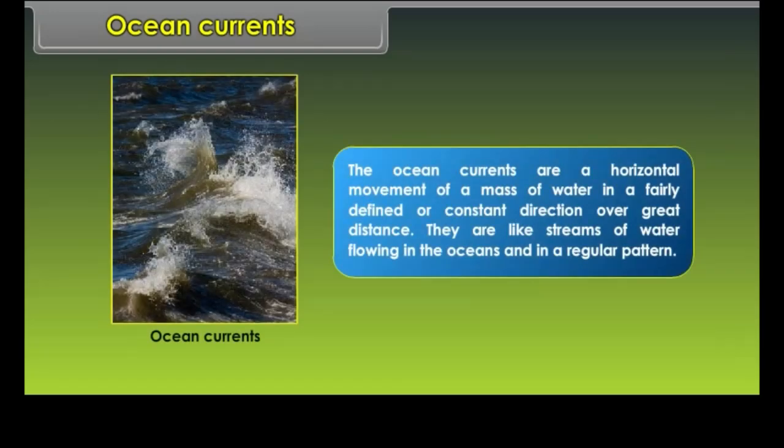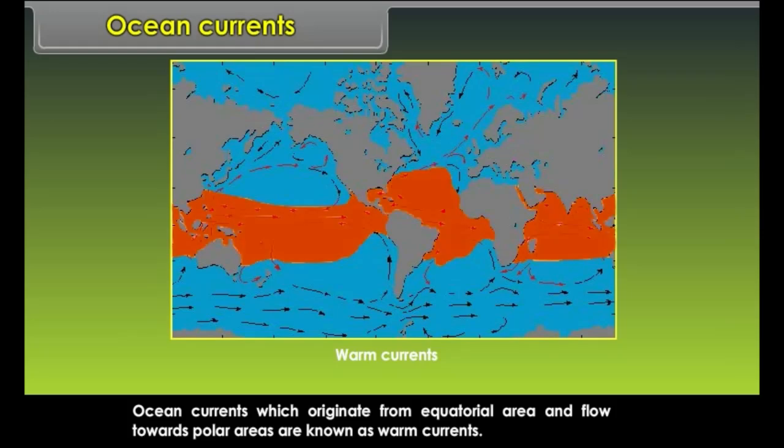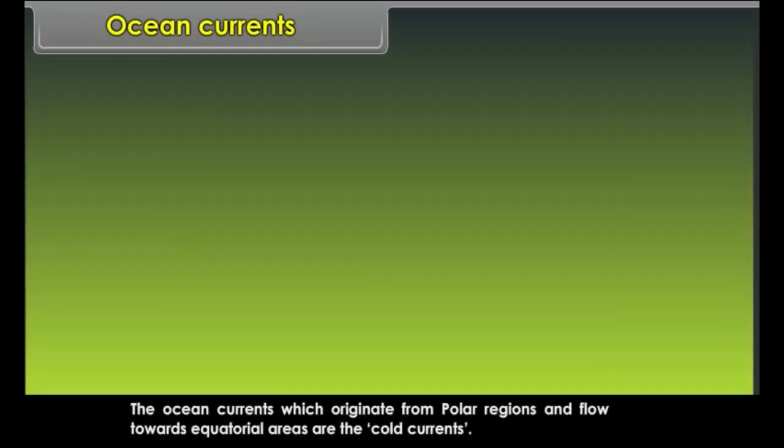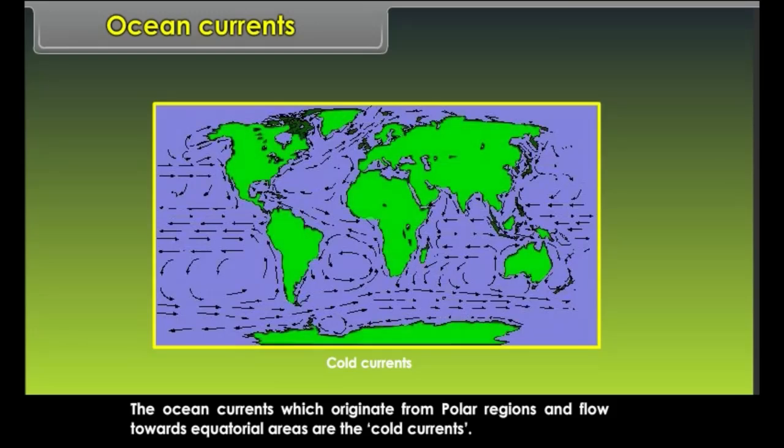Ocean currents. The ocean currents are a horizontal movement of a mass of water in a fairly defined or constant direction over great distance. They are like streams of water flowing in the oceans in a regular pattern. Ocean currents which originate from equatorial area and flow towards polar areas are known as warm currents. The ocean currents which originate from polar regions and flow towards equatorial areas are the cold currents.